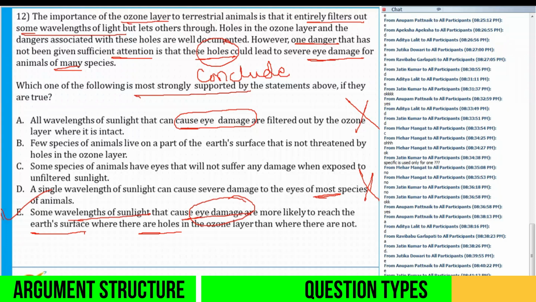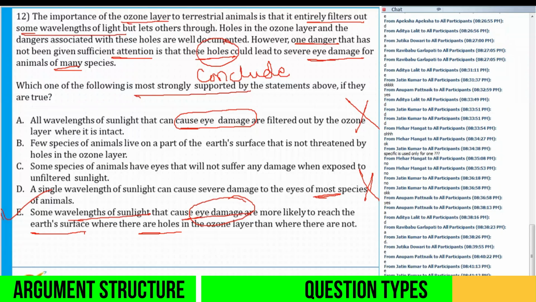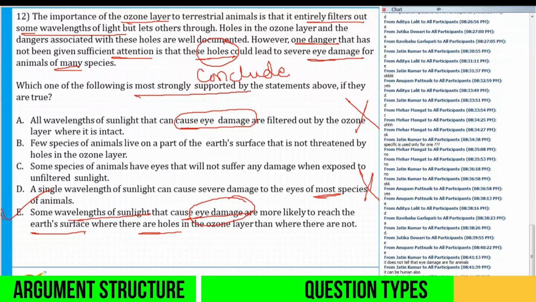I think that is understood. Jatin, I think that is understood. That is understood. Trees don't have eyes. Oceans don't have eyes. Okay. Animals, how do you know in animals he is not including humans? Animals of many species, humans also are animals. Jatin? Okay.